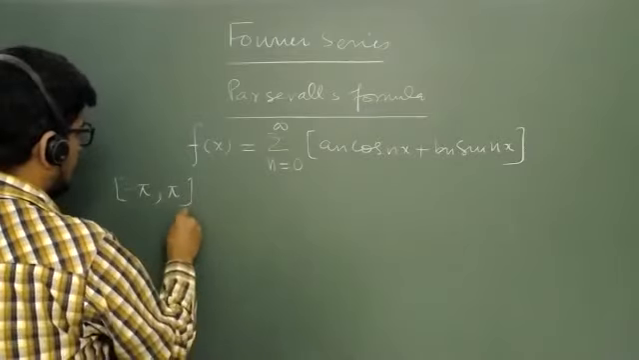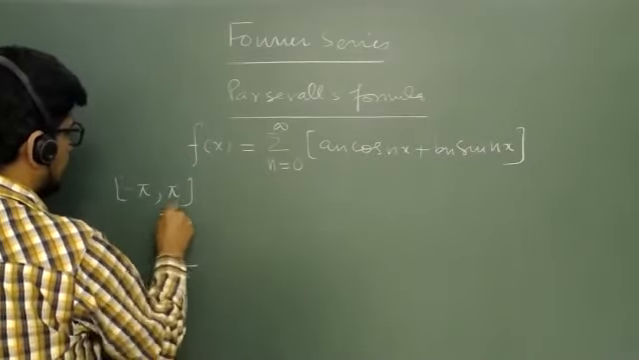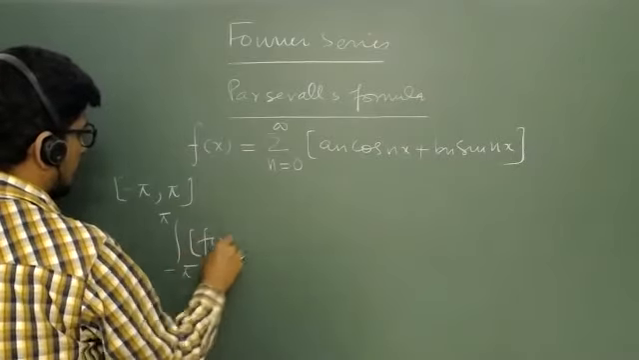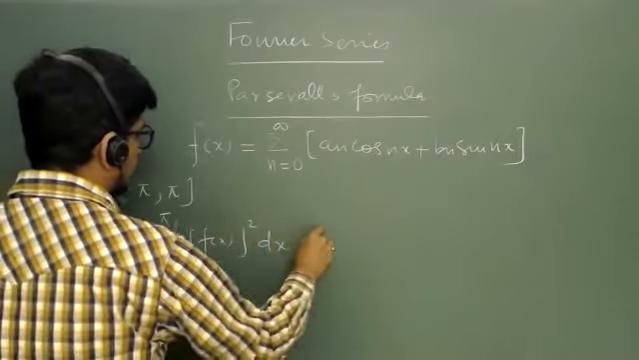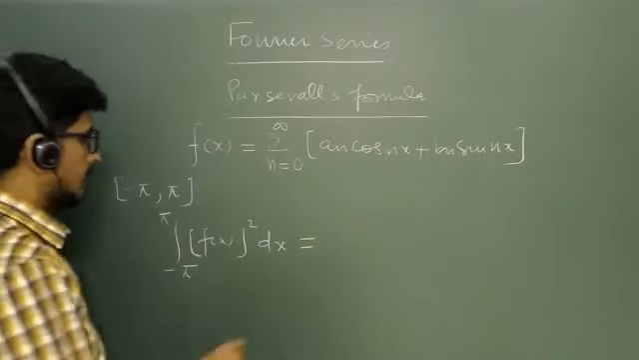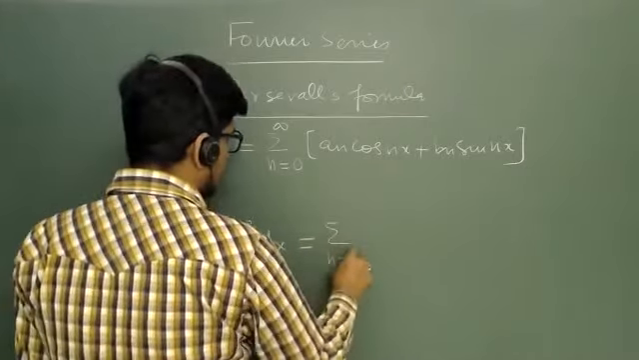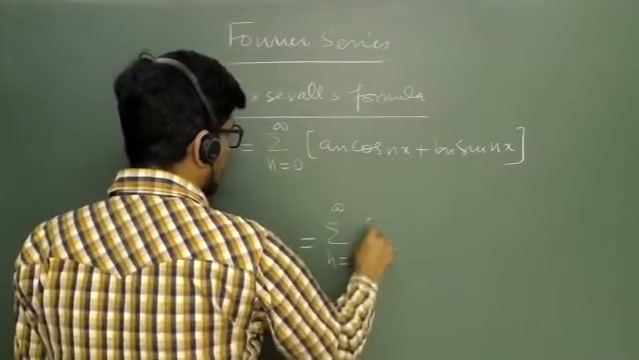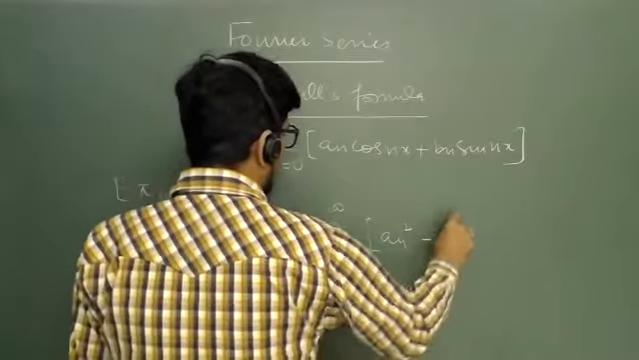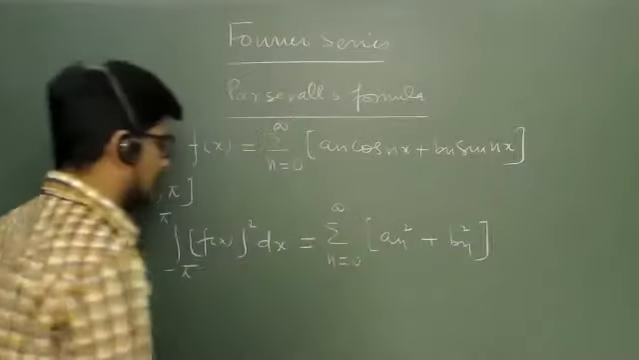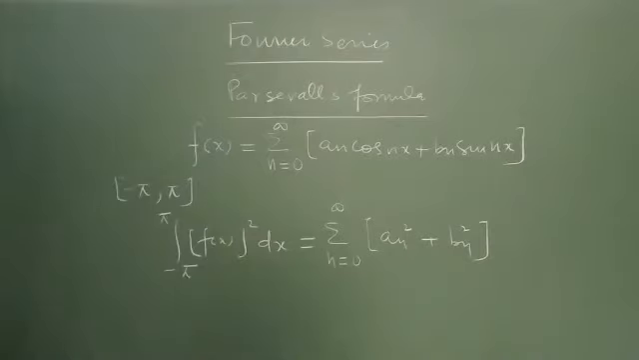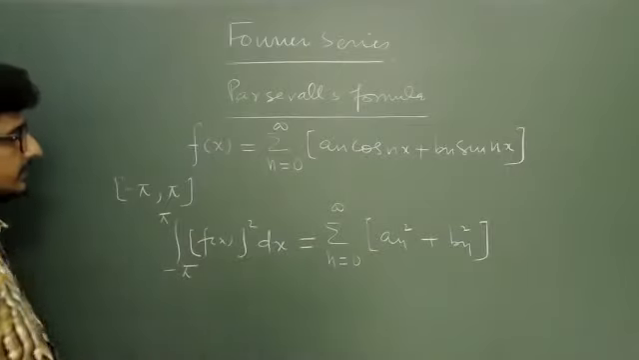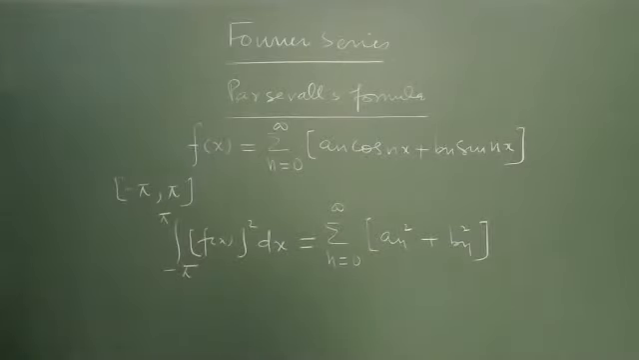Then it will be given by the integral from minus pi to pi of f(x) square dx. This will be given by summation n is equal to 0 to infinity of a_n square plus b_n square. Right? So this is known as Parseval's formula or Parseval's identity.